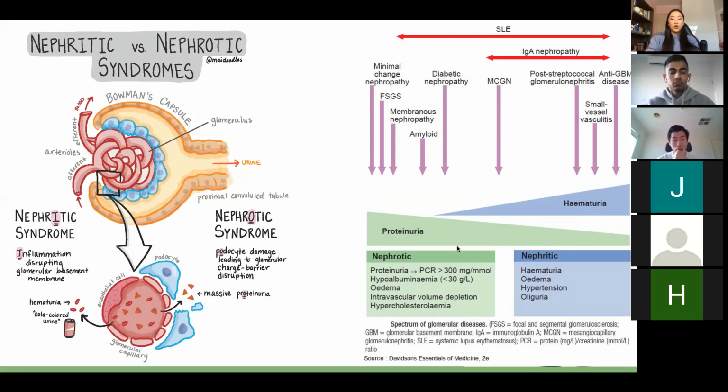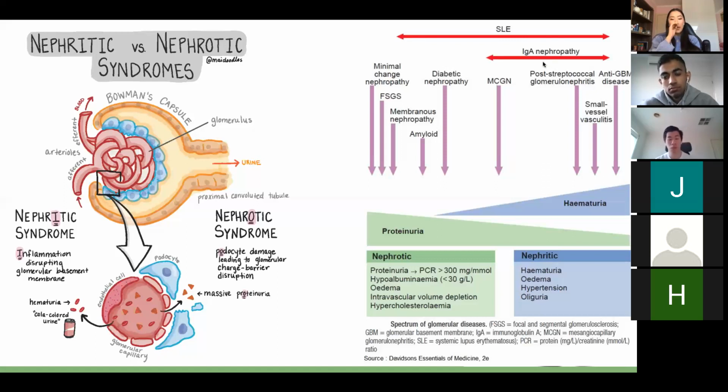And we'll basically just go through each of these conditions here on this spectrum. So you need to know these three, your classic nephrotic syndromes. You need to know these three, your classic nephritic syndromes. And you need to know these ones up here, SLE and IgA nephropathy, which present as a little bit of a spectrum.